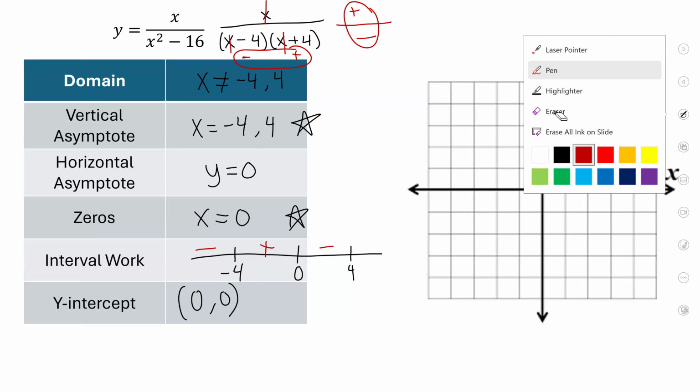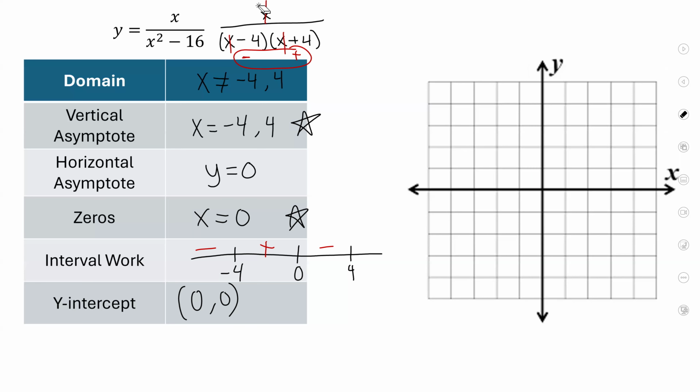Now I'm going to test numbers greater than 4. So I'll plug in 5. If I plug in a 5 here, here, and here, there's a positive in the numerator. This is positive and this is positive. Everything's positive, this is positive.